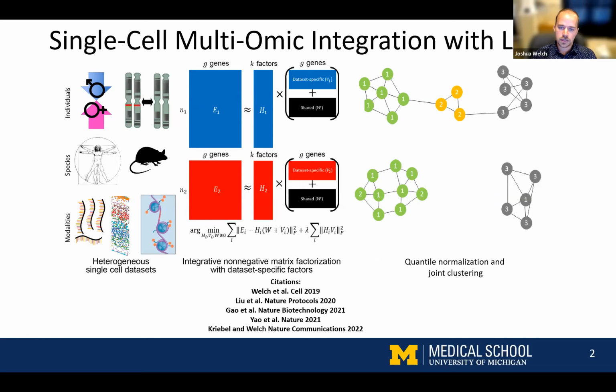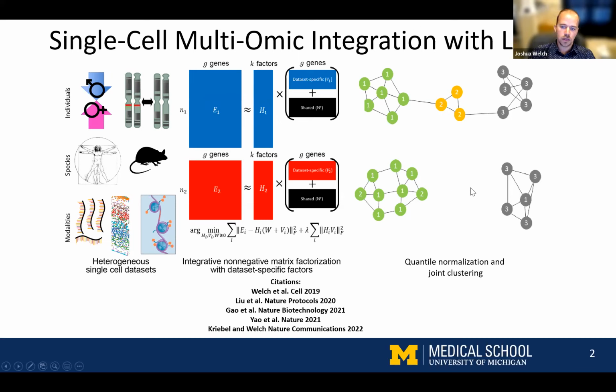So LIGER actually started during my postdoc at the Broad Institute with Evan McCosco, when we were thinking about how to integrate single-cell RNA-seq data sets from different regions of the brain and from different species and also different human subjects. And we came up with this idea of using integrative non-negative matrix factorization as a way to identify shared and data set specific features that we can use to identify the similarities and differences of cell types across different experiments.